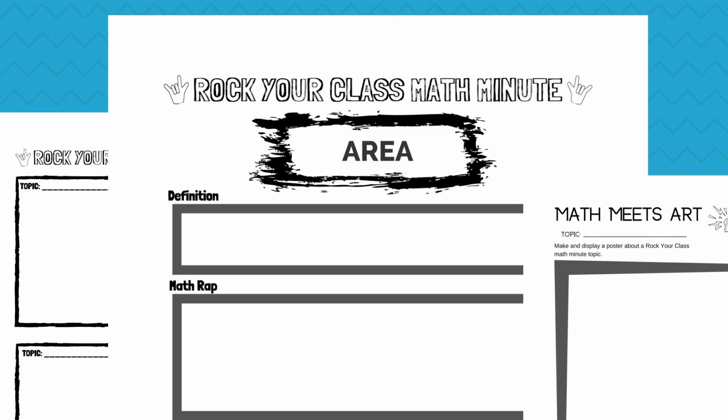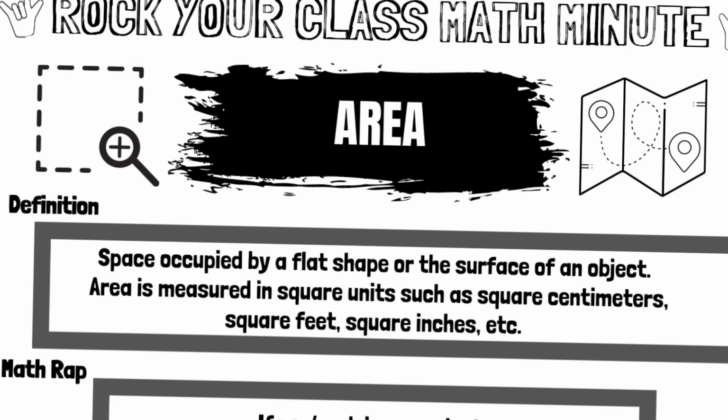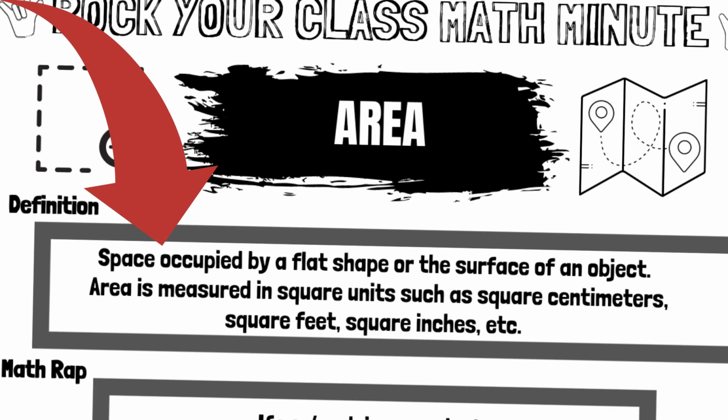Area. What does the dictionary say? Space occupied by a flat shape, or the surface of an object. Area is measured in square units such as square centimeters, square feet, square inches, etc.